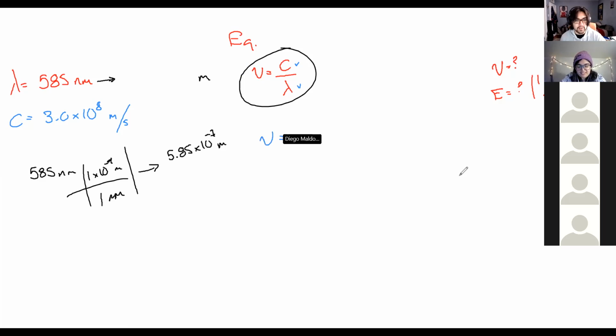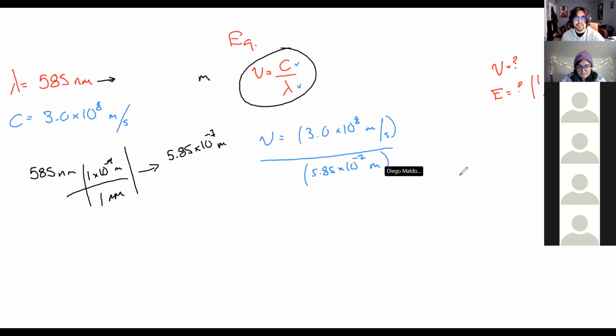So when we solve it out, let's go ahead and plug it in. 3.00 times 10 to the 8 meters per second, and then here we have 5.85 times 10 to the negative 7 meters. All right, what ends up happening to our units? Well, the meters cancel out. And the seconds? You're left with per second, which is hertz. We are left with 1 over a second. So that's how we know we end up with the correct unit.